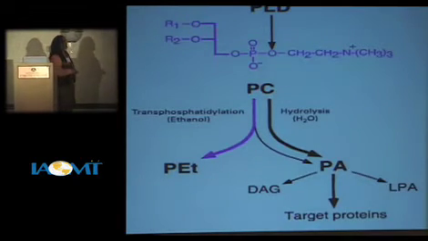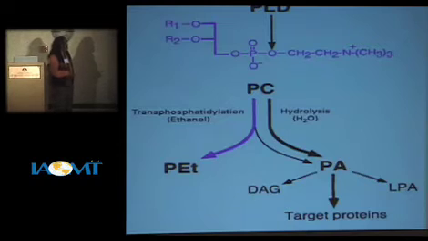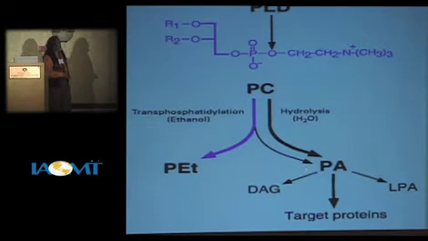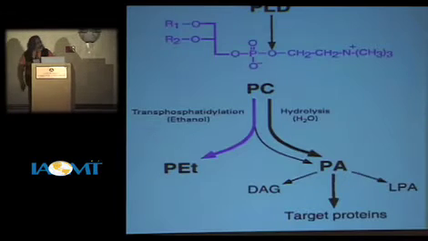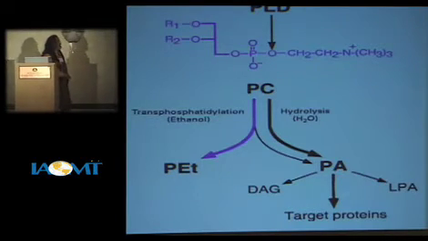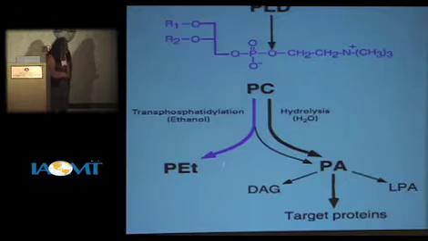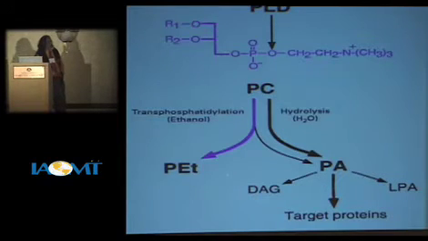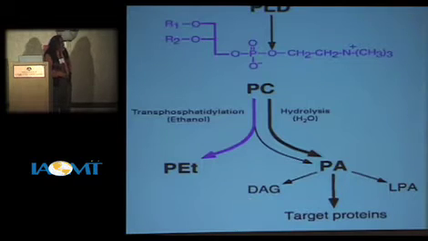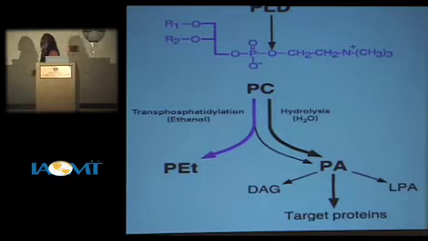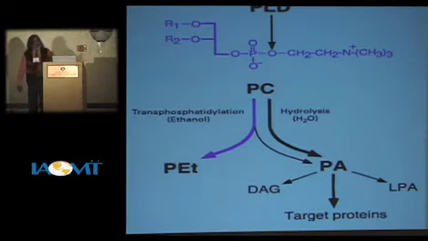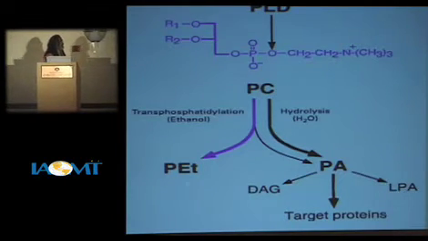PLD acts on phosphatidylcholine. It's one of the phospholipids, and makes a very potent bioactive lipid. These signal lipids are called bioactive lipids. And that one is called phosphatidic acid, PA. And then that PA is further metabolized to diacylglycerol or lysophosphatidic acid. These 2, LPA and DAG, are also very strong bioactive signal molecules. They're at nanomolar level in the body, even much lesser, and they attack the targets.